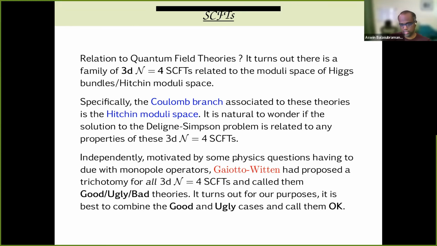Now, independently, motivated by some physics questions having to do with monopole operators and so on, Gaiotto and Witten had proposed a kind of trichotomy for all 3D N equal to 4 theories, without any relation to Higgs bundles or anything like that, a classification for all 3D N equal to 4 theories, and they call them good, ugly, and bad theories. For today's talk, it's good to just combine the good and ugly cases and give them a common name. We'll just call them okay. So you just have a dichotomy between the ones that are okay or bad.